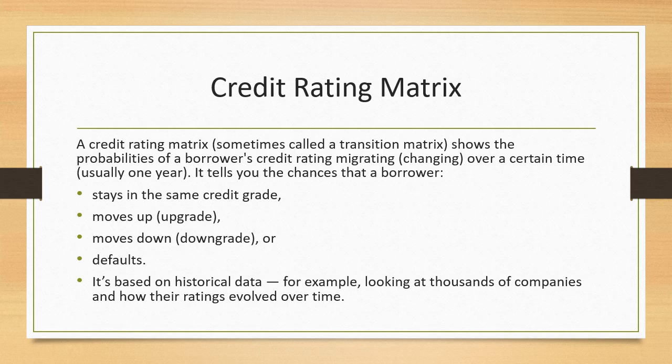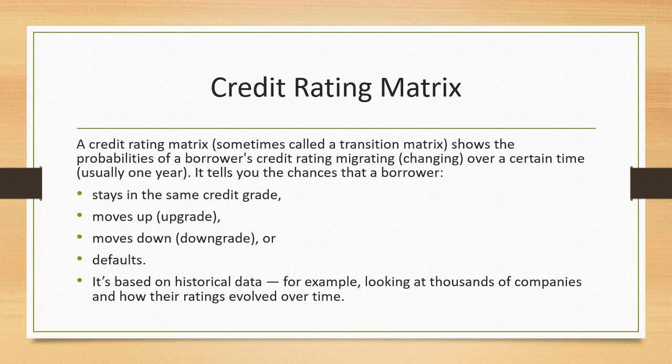Having looked at PD, we must know what are the methods through which we can measure PD, right? So we can use a method like the credit rating matrix. It's nothing but a transition matrix which shows the probability of a borrower's credit rating migrating from one rating to another, which means you have a AAA rating as a borrower and the rating changes to AA, or vice versa, which is AA to AAA. That is something which we call the credit rating matrix.